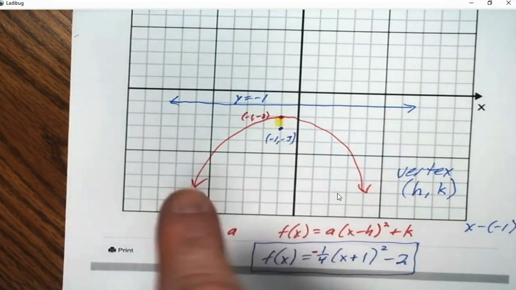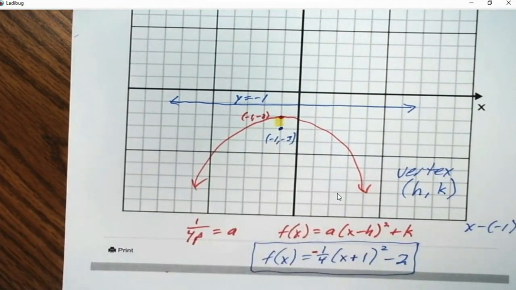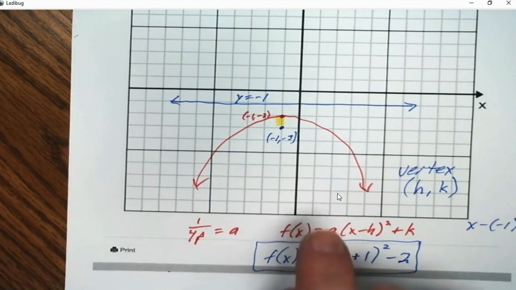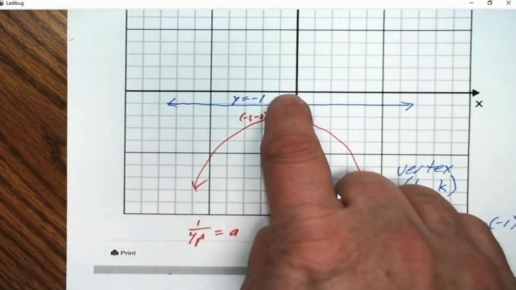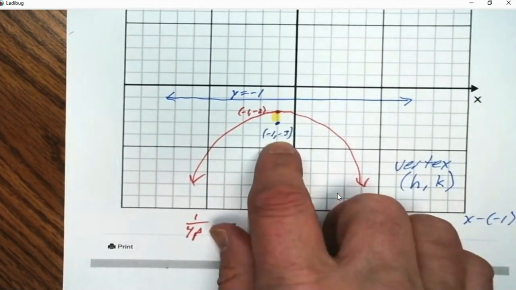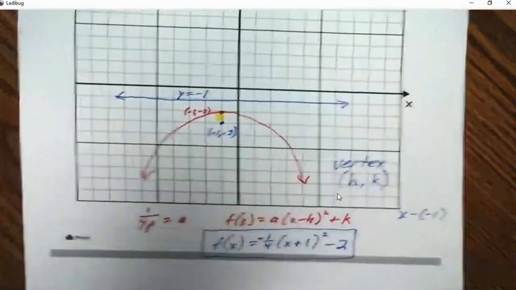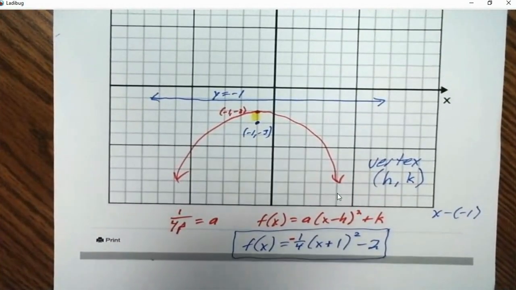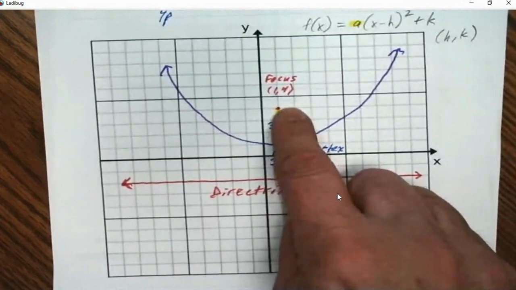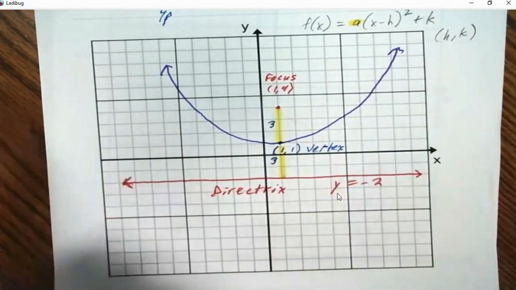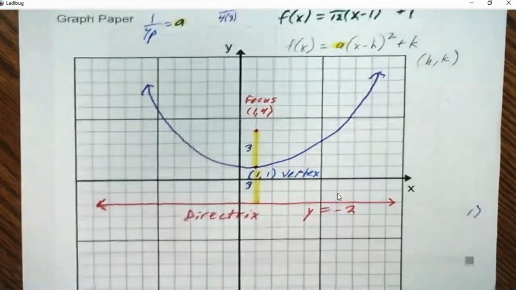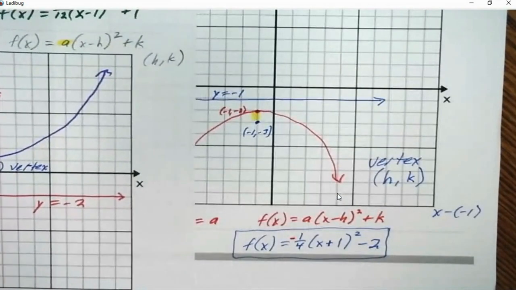That's the only way in this problem that we know whether it's a positive or a negative A. We know it's negative because the focal point is supposed to be inside. And since the directrix is above it, we know this must be a downward facing parabola. See, this one, the focal point was above the directrix, so this is an upward-facing parabola. That's the only way you'll know whether it's supposed to be a positive or negative.